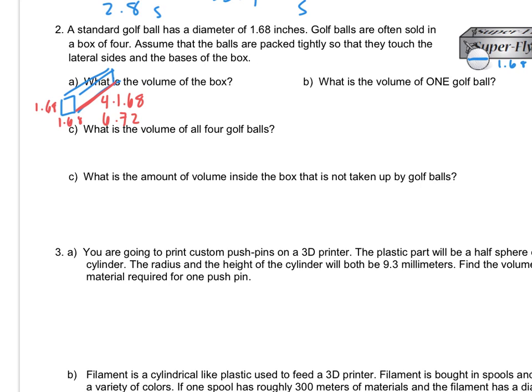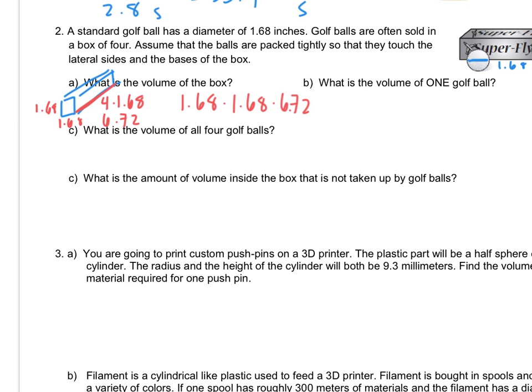So to find the volume, I just need to multiply the length times the width times the height. So 1.68 times another 1.68 times the long side, the 6.72. We multiply those all together and we get 19 inches cubed. Sorry, this is kind of getting squished here.